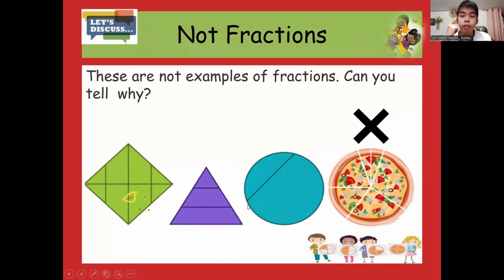Okay. These are not examples of fractions. Can you tell me why this is not an example of a fraction? This is not an example of a fraction because clearly the parts are not divided equally. If the parts are not equally divided, it is not a fraction. This one is the same as this one but different here. So they are not equal. The parts should be divided equally. This one is smaller compared to this one, and this is the biggest.